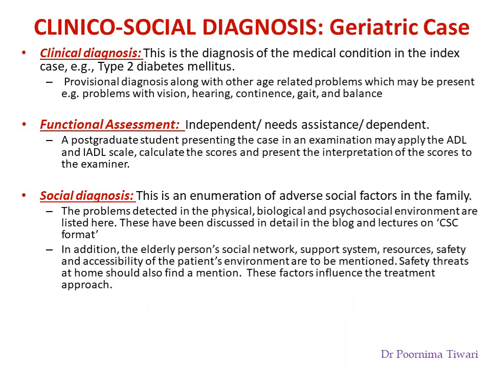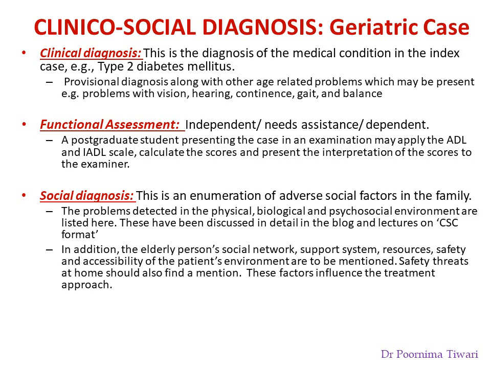In addition, the elderly person's social network should be assessed, the support system should be assessed, the resources and safety within his place of stay should be assessed. And also the accessibility of the patient's environment, that is, are they able to go out, are they able to move around, should be mentioned. Safety threats should be specifically mentioned. For example, dark, small staircase without handrails, because these factors influence the treatment and management approach in elderly case.